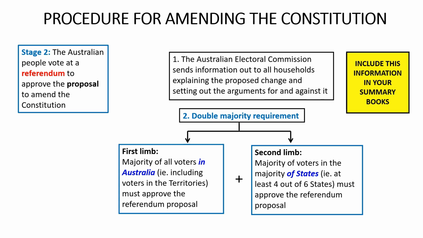Now, don't forget that if the referendum satisfies the double majority requirement so that the proposal to amend the Constitution is passed, there is one final stage in the Section 128 procedure. This is that the bill that has been passed by the Commonwealth Parliament in the first stage must be given royal assent by the Governor-General.